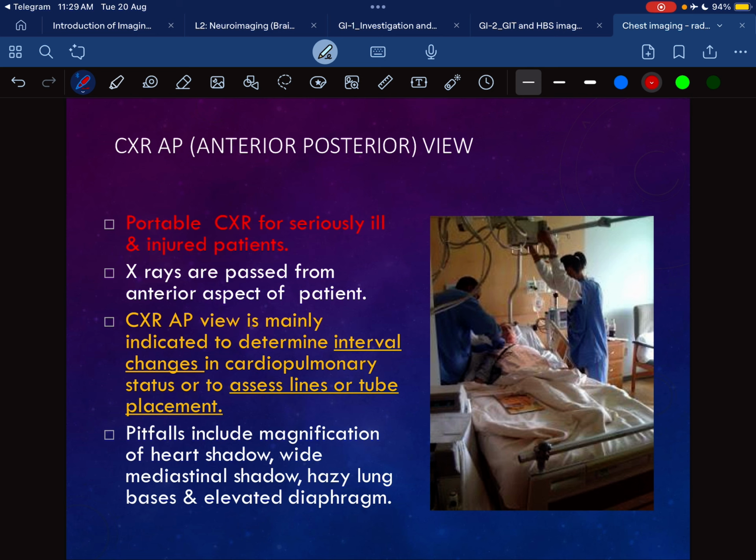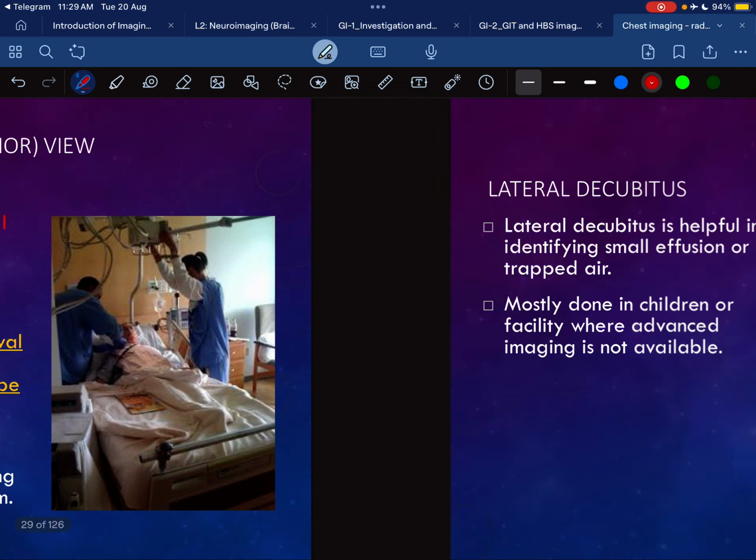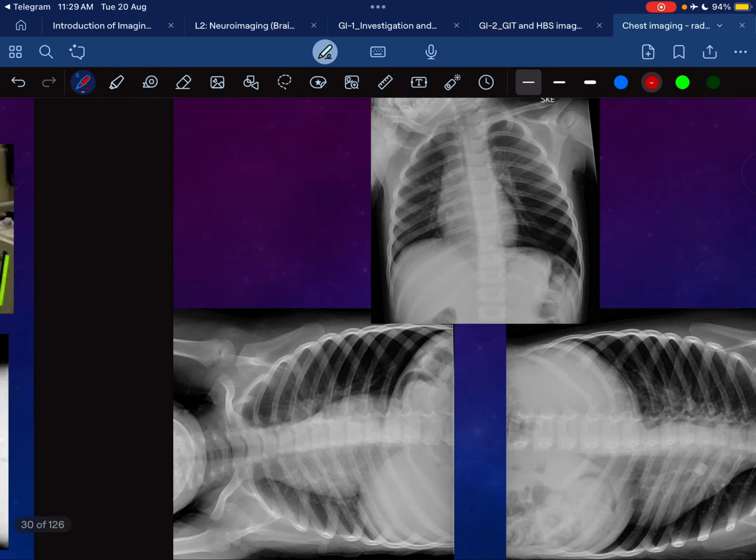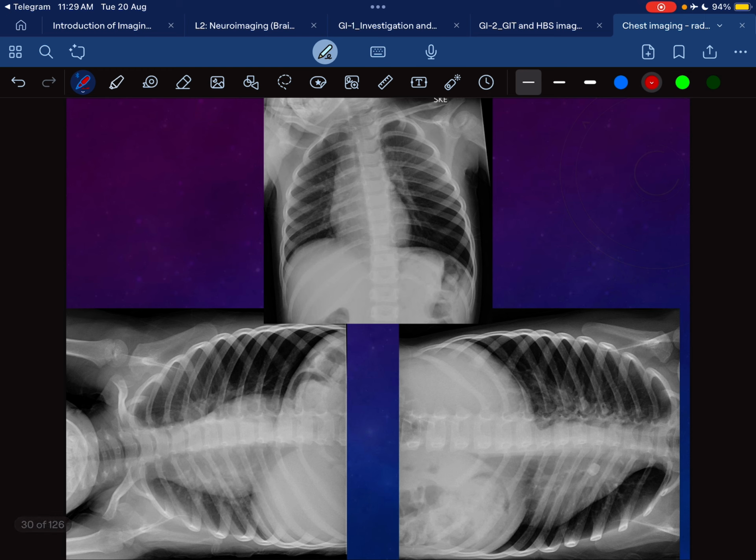Lateral decubitus is helpful to identify small effusion or trapped air. Usually we like it in pediatrics. You can wrap them and just do the exam, especially for pneumothorax or pleural effusion, although pleural effusion can be seen with ultrasound. So this is a case where we see there is increased lucency on the left, pneumothorax, compared to the right side.